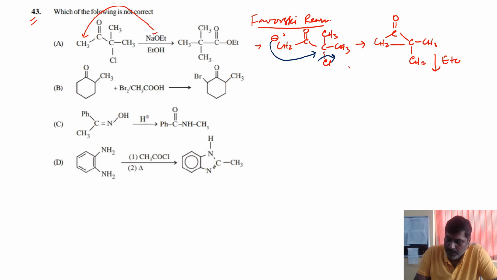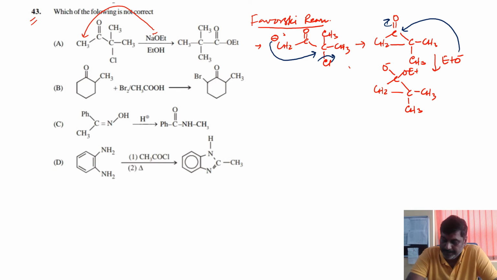This EtO minus attacks again on this C double bond O. This will go up. So you are getting now CH2C, and this one is O minus in OEt. Okay, there the CCH3, and there the CH3, right?